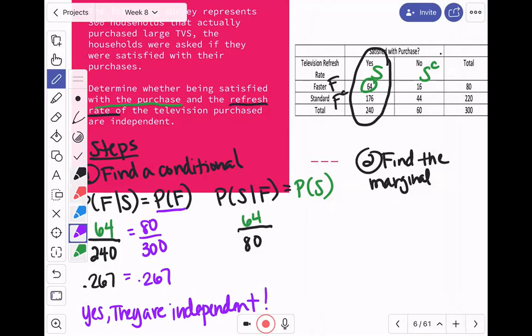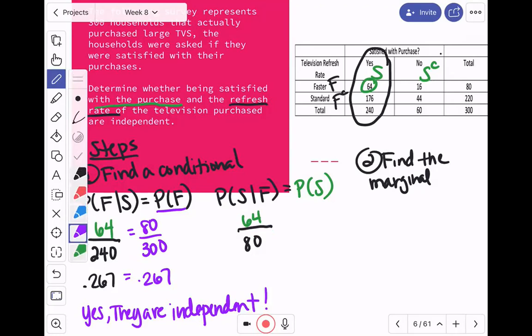Because they are equal, we can say yes, they are independent. If they are different numbers, if there are different values down there, then they are not independent. But because they're the exact same numbers, they are independent. Now, here's why I want to show you can do either or. If it is independent here, it will also be independent here when I do this.